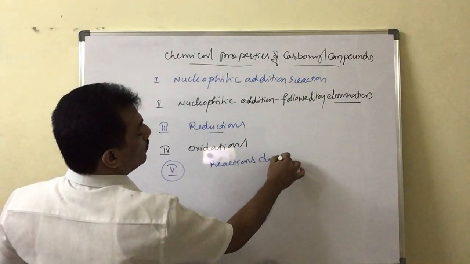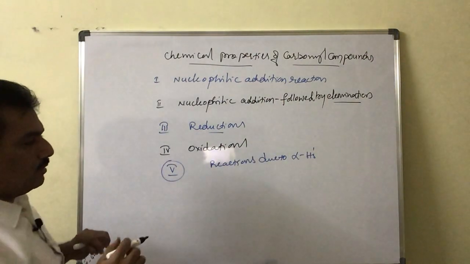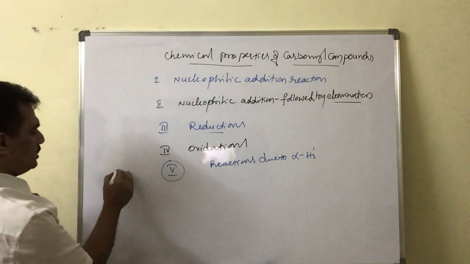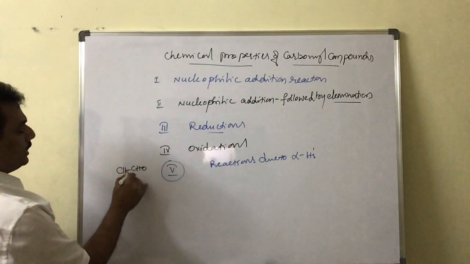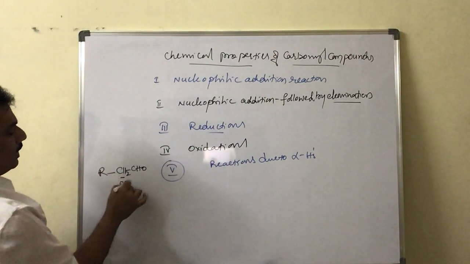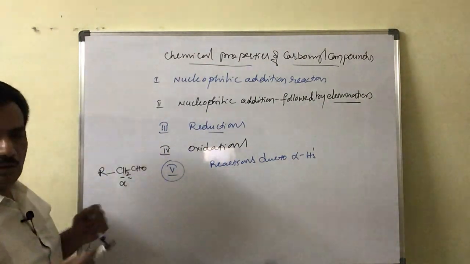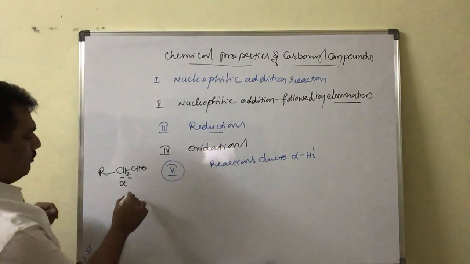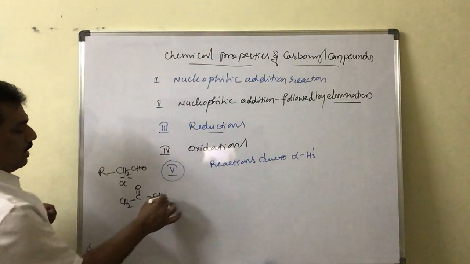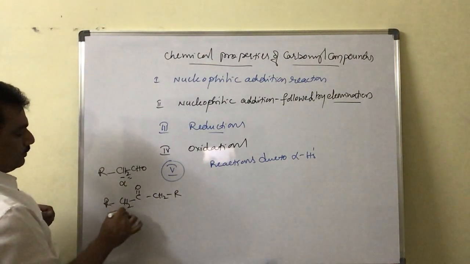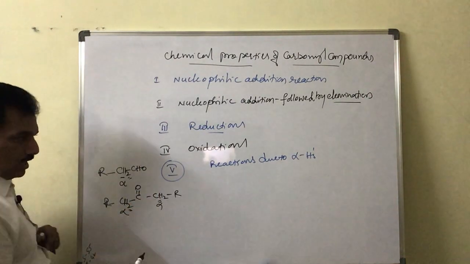due to alpha hydrogens. Here, first let me give clarity on alpha hydrogen. When the functional group is an aldehyde, the carbon which is connected to it is known as the alpha carbon, and the hydrogens present on the alpha carbon are known as alpha hydrogens. Similarly, if it is a keto group, on both sides whatever carbons are present are considered alpha carbons, this one and this one, and the hydrogens present on the alpha carbon are known as alpha hydrogens.